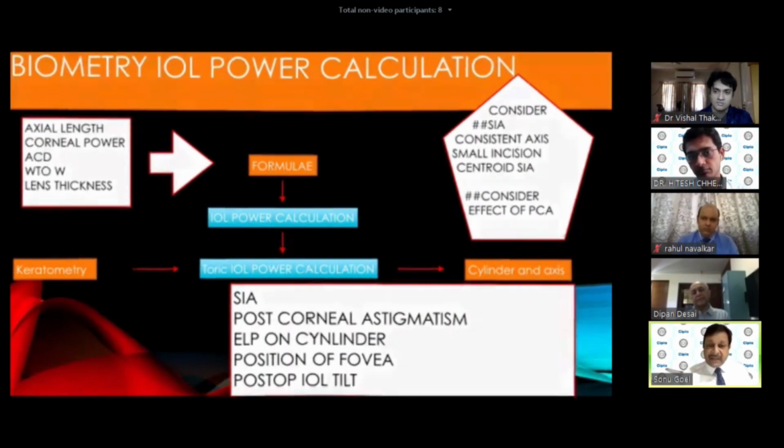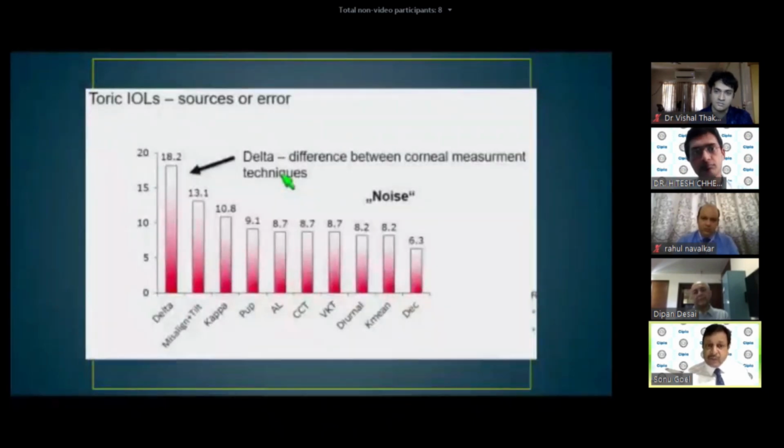So this table describes the sources of error when you're dealing with toric IOLs, and delta is basically the difference between the corneal measurement techniques, which accounts for almost 18.2% of the errors or the noise when you're doing a measurement in cases of toric IOLs. So an accurate corneal measurement is what is important when you're deciding on toric IOLs.